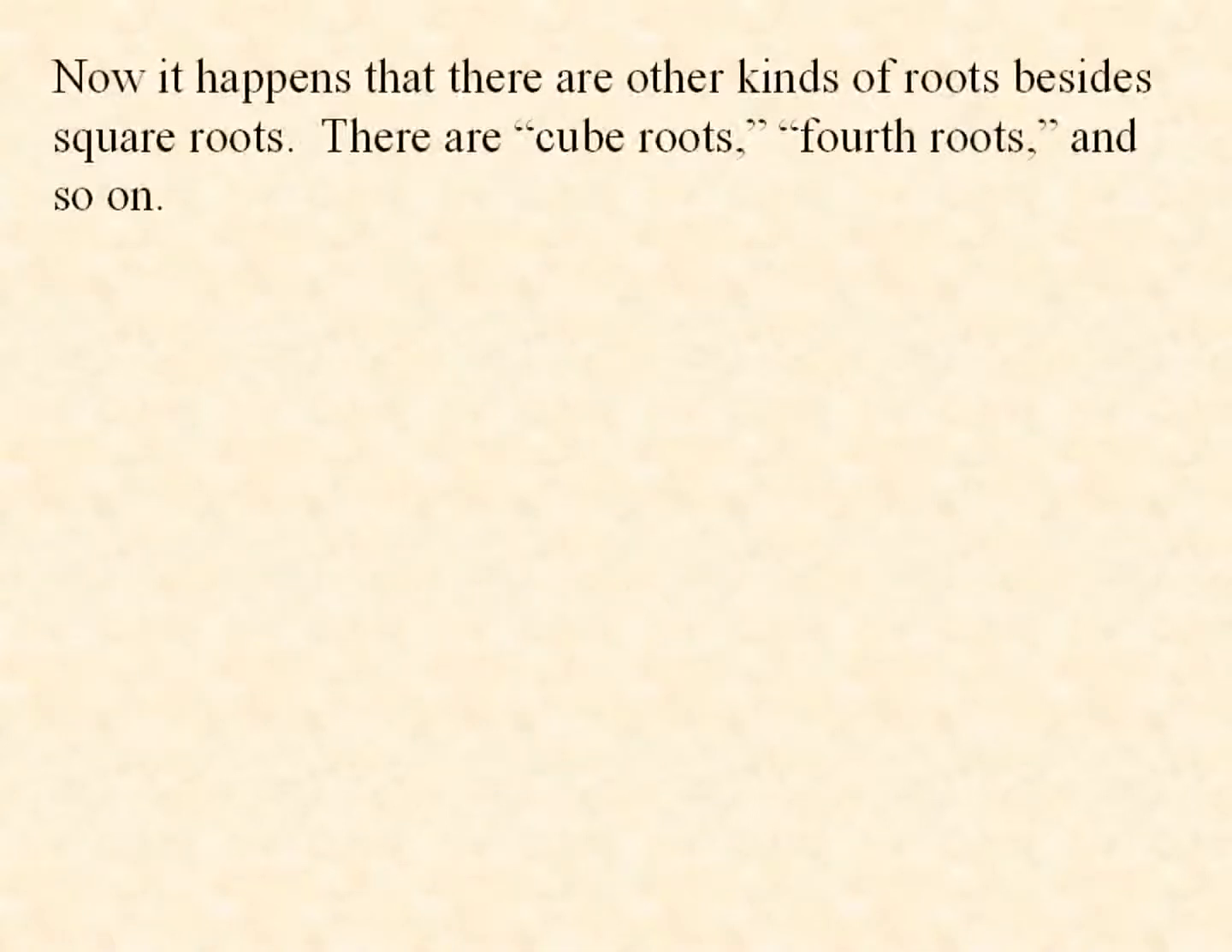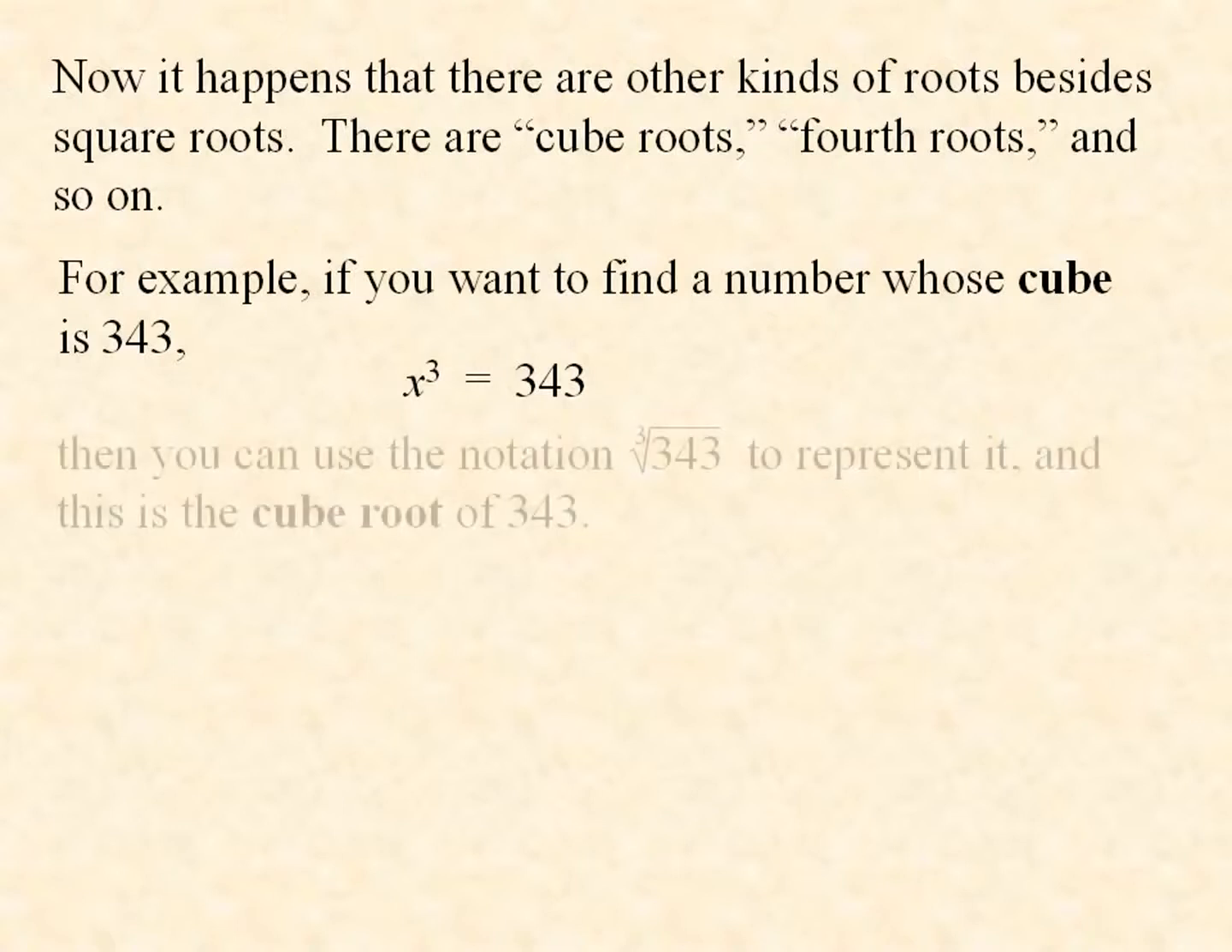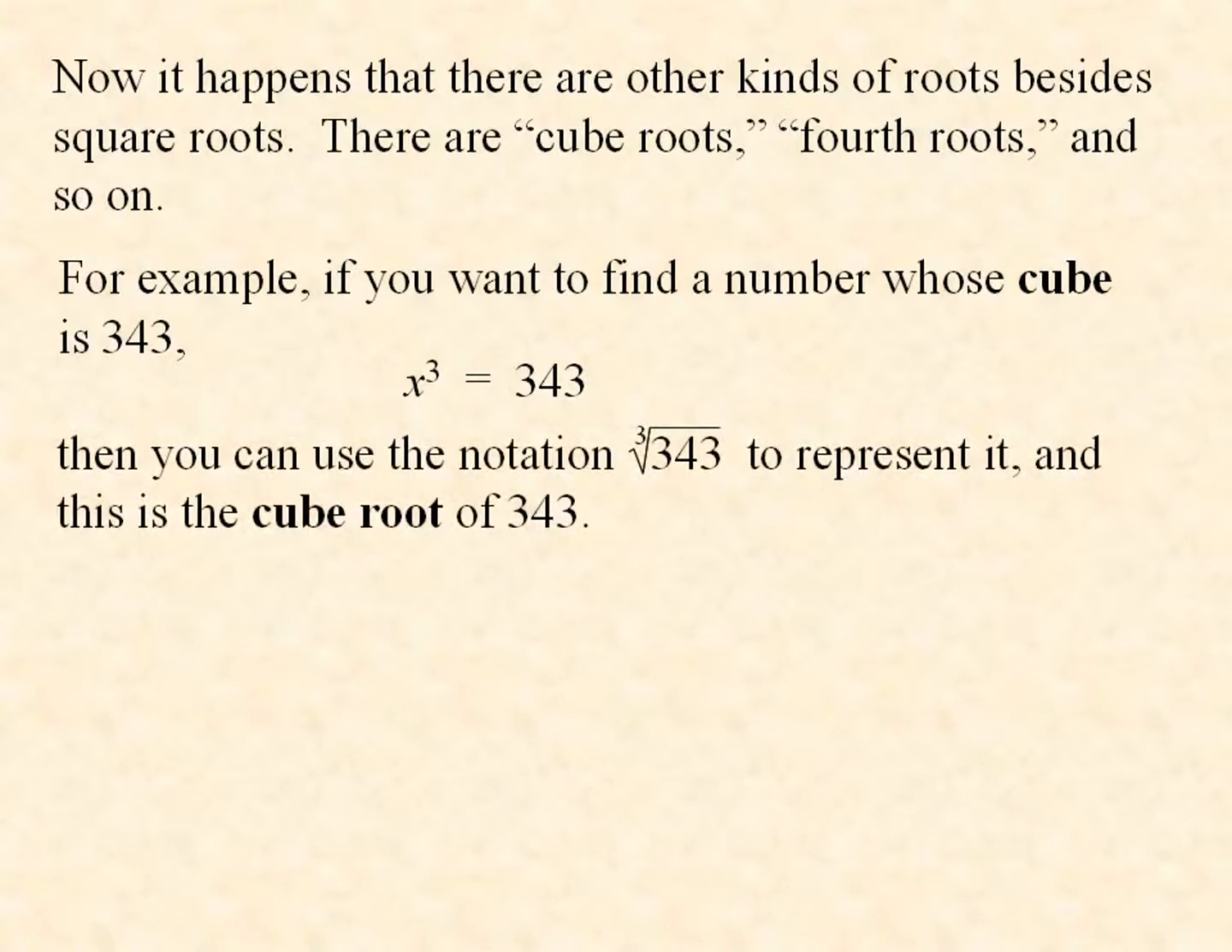Now it happens that there are other kinds of roots besides square roots. There are cube roots, fourth roots, and so forth. For example, if you want to find a number whose cube is 343, that is, the number times itself 3 times is 343, then you can use the radical notation with a little 3 in there to represent it. This is called the cube root of 343. We don't read it as a square root, we read it as a cube root.